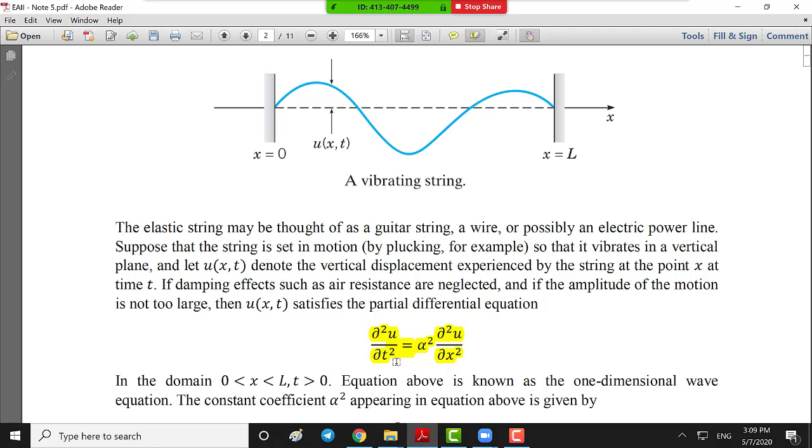Now, in the 1D wave equation, what is the meaning of u of x and t? The function that you're looking for in this PDE is u of x and t, and u of x and t denotes the vertical displacement experienced by the string at the point x at time t.